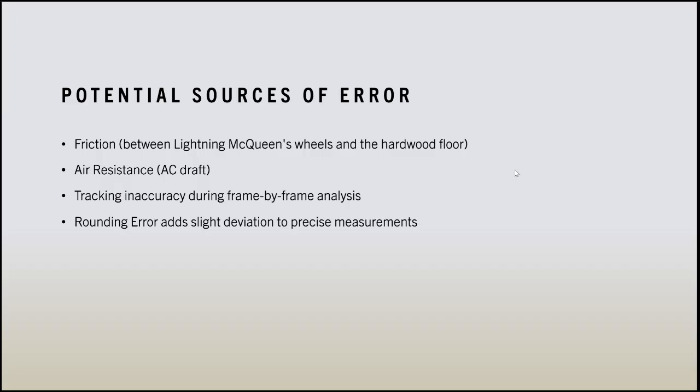Well, potential source of error, friction and air resistance serve as non-negligible forces. That means that the net force is not 0, which means that there isn't a constant velocity, so initial velocity does not equal final velocity. There also could have been tracking inaccuracy during the frame-by-frame analysis because I had to manually input the position of Lightning McQueen during each frame, so it might not have been completely accurate. There also could have just been a rounding error during the calculations, which would add slight deviation to the precise measurements in the software itself.